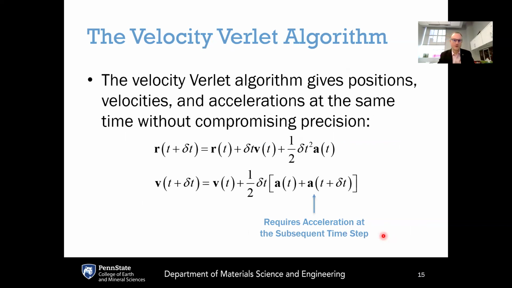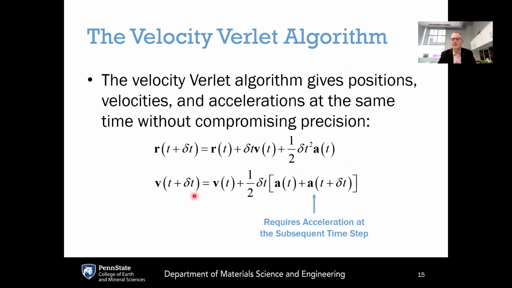A modified version of the Verlet algorithm is known as the velocity Verlet algorithm. This is useful because it provides not only the positions as a function of time, but also the velocities as a function of time. The velocity Verlet algorithm gives positions, velocities, and accelerations without compromising on precision. The way that this works is that we've got a similar Taylor series expansion of the position at the new time that is truncated after the acceleration term.